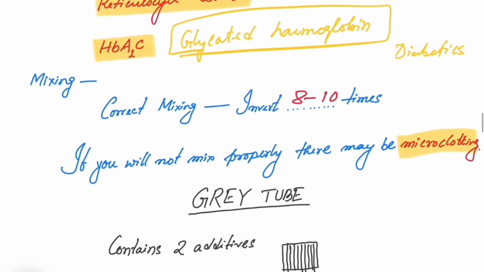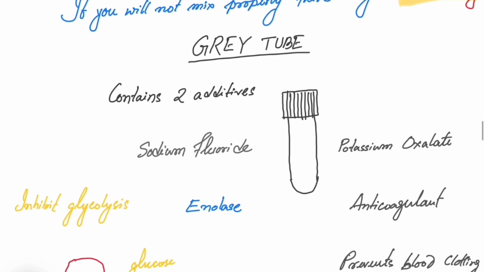Now let's move on to the grey tube. The grey tube contains 2 additives. I told you that the tubes contain additives, though some tubes do not contain any additive. This tube contains 2 additives. One is an anticoagulant and the other is not an anticoagulant. It has a different function, I'm telling you.